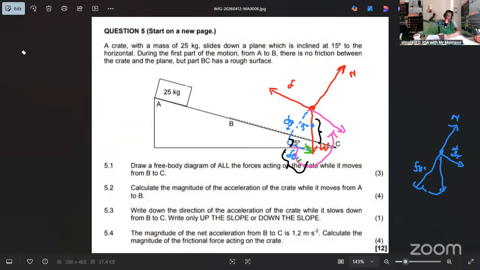Just food, man. Write down the direction of the acceleration of the crate while it slows down from B to C. Write down the direction of the acceleration as it slows down. When something slows down, what would be the reason in terms of the acceleration? When something speeds up, clearly it would be the opposite.